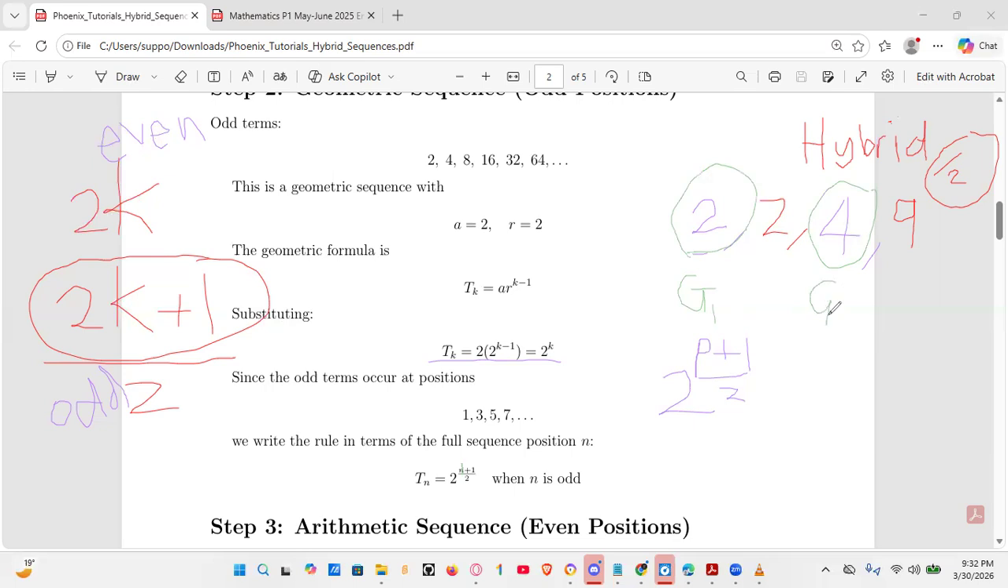So I have to use definitions for odd and even numbers in order to help me navigate hybrid sequences. And it's much better to write it as a modified or an edited formula where you respect the fact that it's a hybrid sequence by dividing by 2.